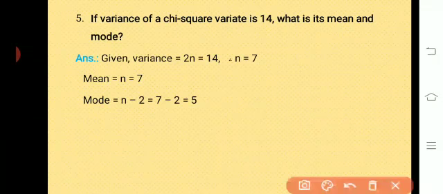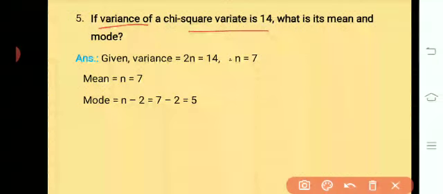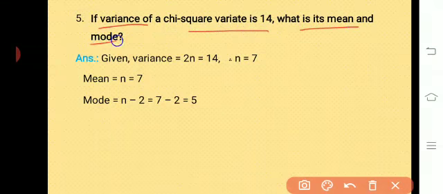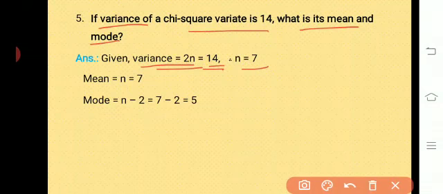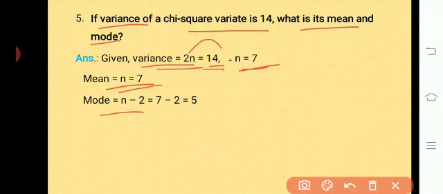Let's see one more example on chi-square distribution. If the variance of a chi-square variate is 14, what is its mean and mode? Here given is variance, that is 2n equal to 14. Therefore n is equal to 14 divided by 2, and 14 divided by 2 is 7. So mean equal to n, which is equal to 7. Therefore mode equal to n minus 2. n is 7, so 7 minus 2. So mode is equal to 5.